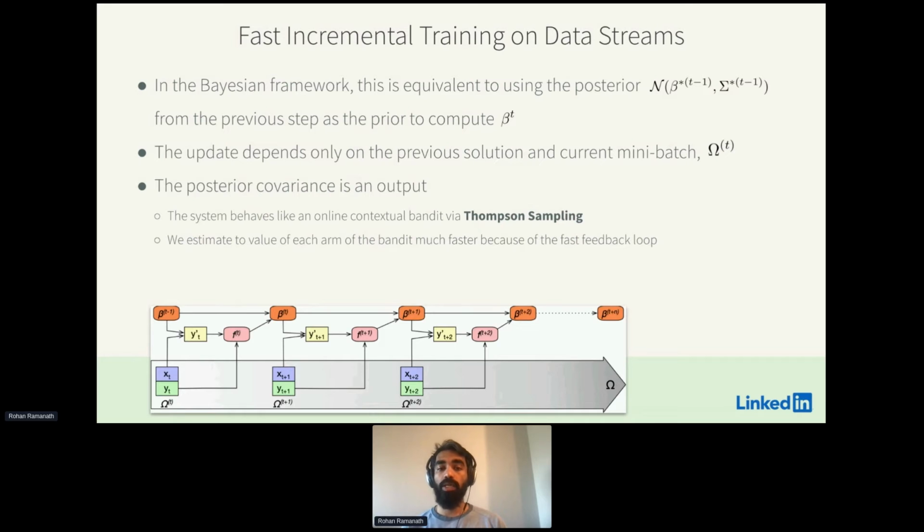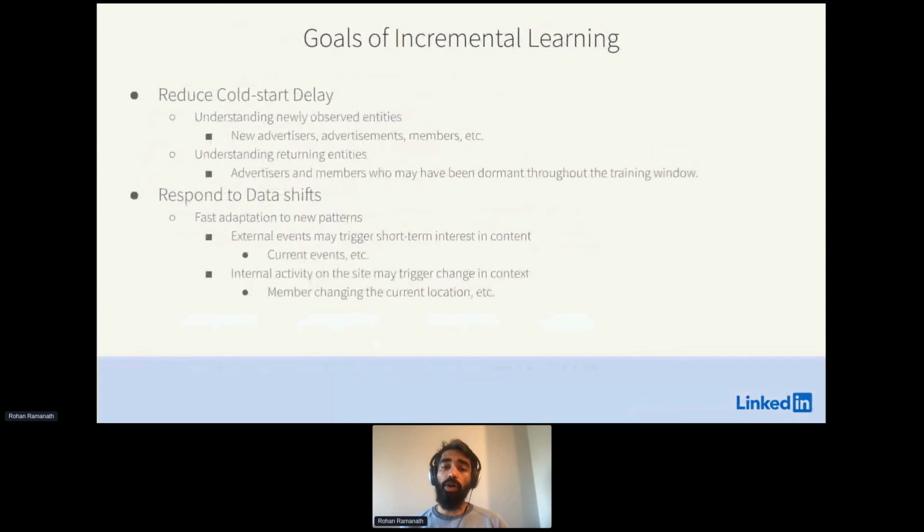So I described the motivation, the problem, and the theoretical framework to solve it, right? But what does it take to build this in practice? Now, we deploy this incremental learning in production with the expectation that it's going to make improvements on multiple fronts, right?